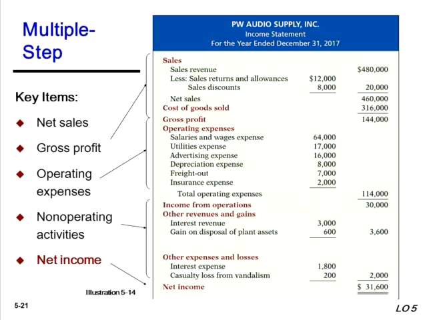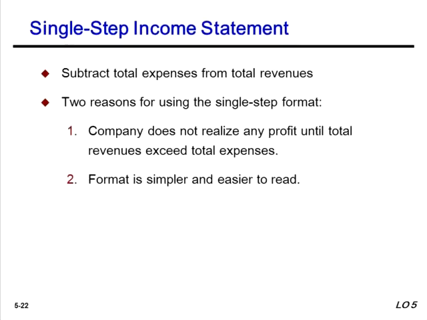All right. So, once we have listed all of those non-operating gains and losses and non-operating expenses and losses, we take the other gains and revenues, add those to the income from operations, and then subtract the other expenses and losses. And in this case, we have a net income of $31,600.